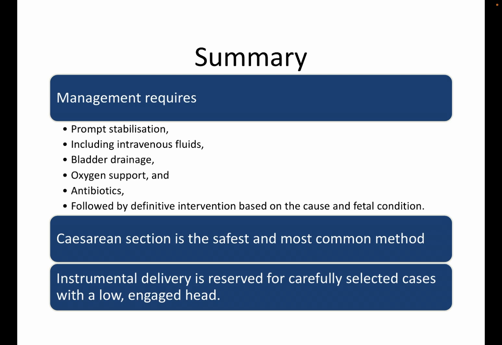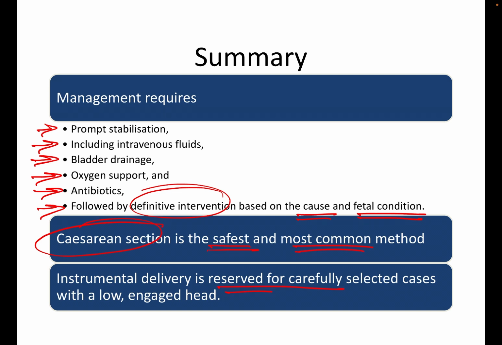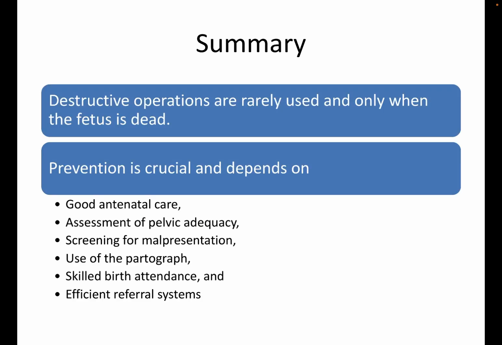fetal hypoxia. Management requires prompt stabilization with IV fluids, bladder drainage, oxygen support and antibiotics, followed by a definitive intervention based on the cause and fetal condition, mostly cesarean section because it is the safest and most common method. Instrumental delivery is reserved only for carefully selected cases with a low engaged head. Destructive operations like craniotomy, decapitation or evisceration are done only when the fetus is dead and to save the life of the mother. Prevention is crucial and depends upon good antenatal care, assessment of pelvic adequacy, screening for malpositioning and malpresentation, use of partograph, skilled birth attendants and an efficient referral system.